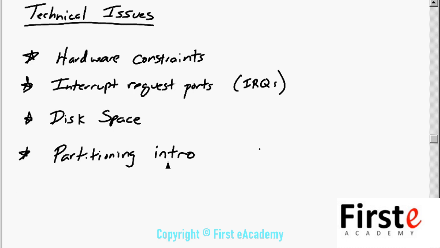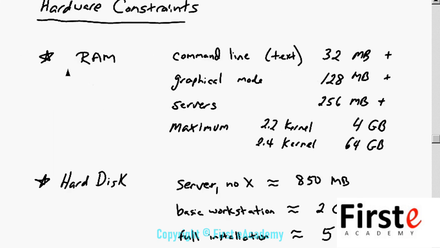Okay, so let's get started by talking about hardware constraints first. How much RAM or main memory do you need to run Linux effectively? Well, it depends on a few issues. The first one is, are you running Linux at the command line, just the text-based interface? If that's all you want to do, all you need is 32 megabytes of main memory.